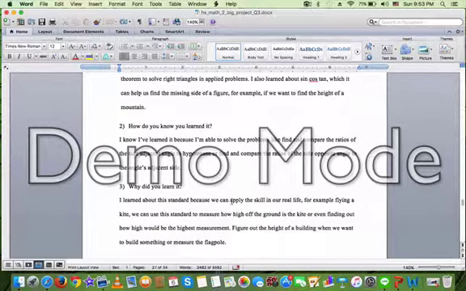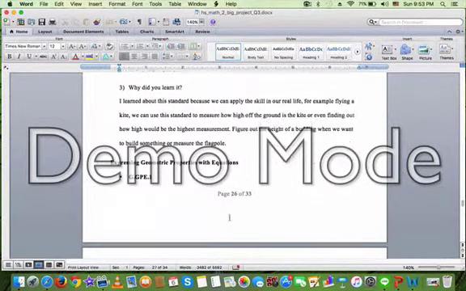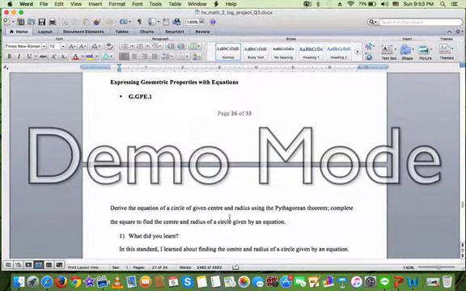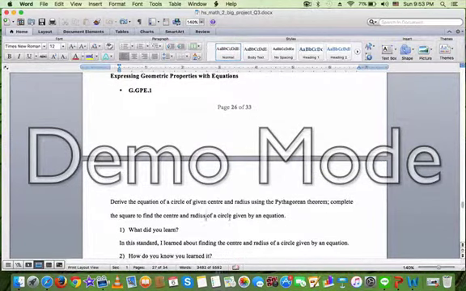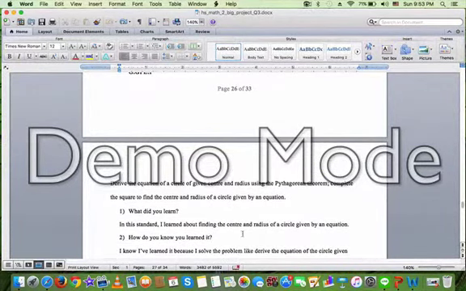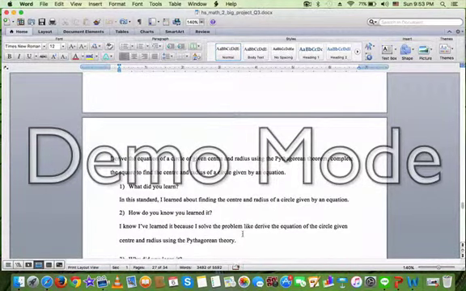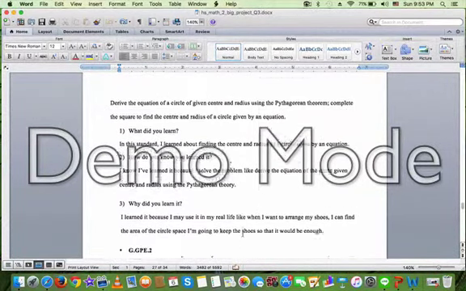And we can use it in real life. For example, like flying a kite, we can use this standard to measure how high off the ground the kite can go, how high would be the highest measurement of this kite.